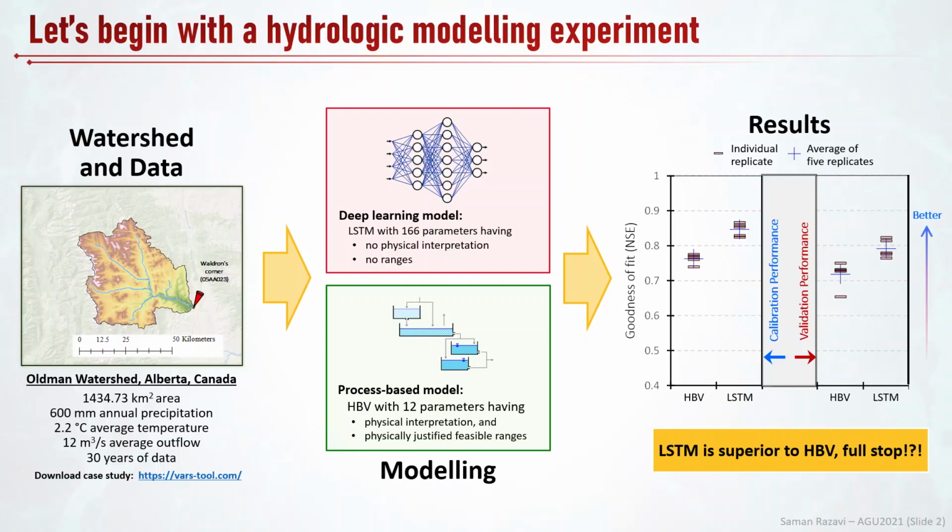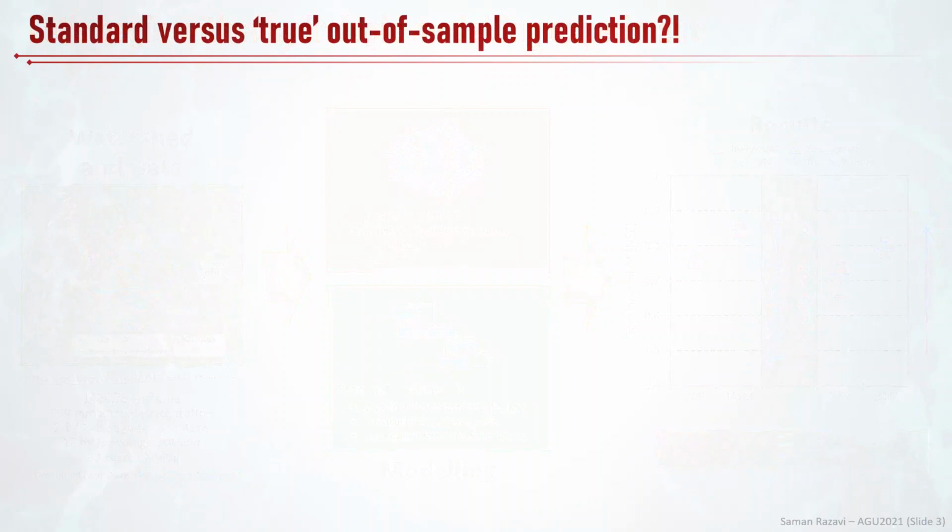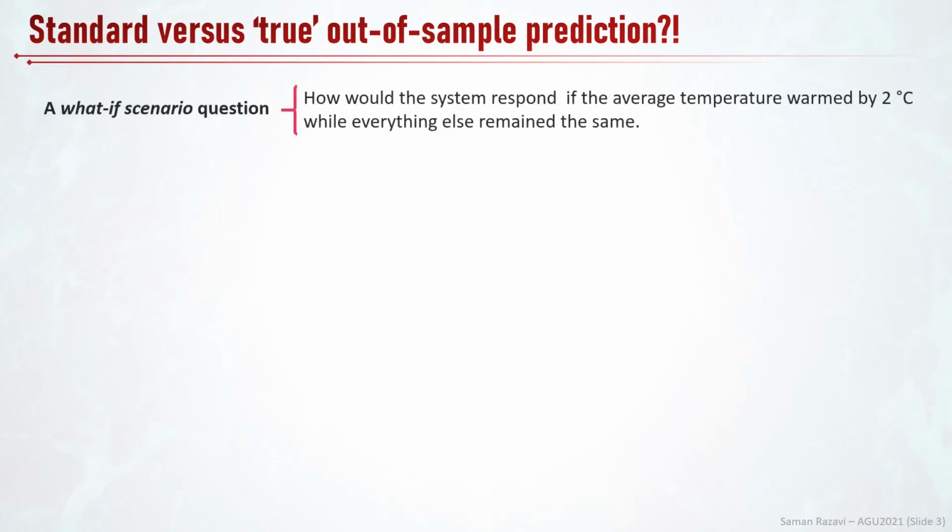The intriguing fact is we already know that this stationarity assumption may not hold, but this standard model validation practice has arguably remained unchanged. Let's dive deeper into the notion of out-of-sample prediction, and instead of the standard practice, let's compare the two models in true out-of-sample prediction by a stress test approach using a what-if scenario question. The question chosen here is how the system would behave if the average temperature warmed by 2 degrees Celsius while everything else remained the same.